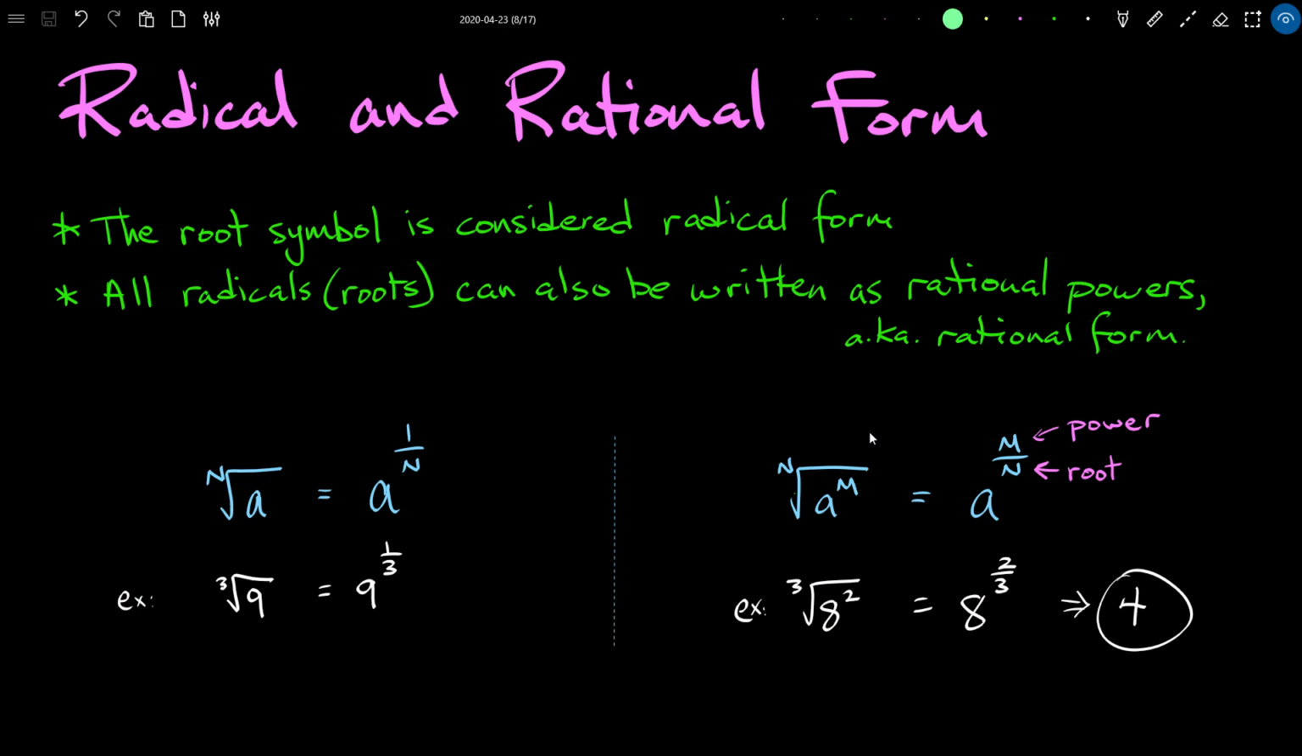Now, every single radical or root can also be written as rational powers, which is going to be called rational form. So if we look at my example here on the left, the nth root of a can be written as a to the 1 over n power. So whatever root you have right here could be written as a fraction with that number on the bottom. The example below is the cube root of 9, which could be written as 9 to the 1/3 power.